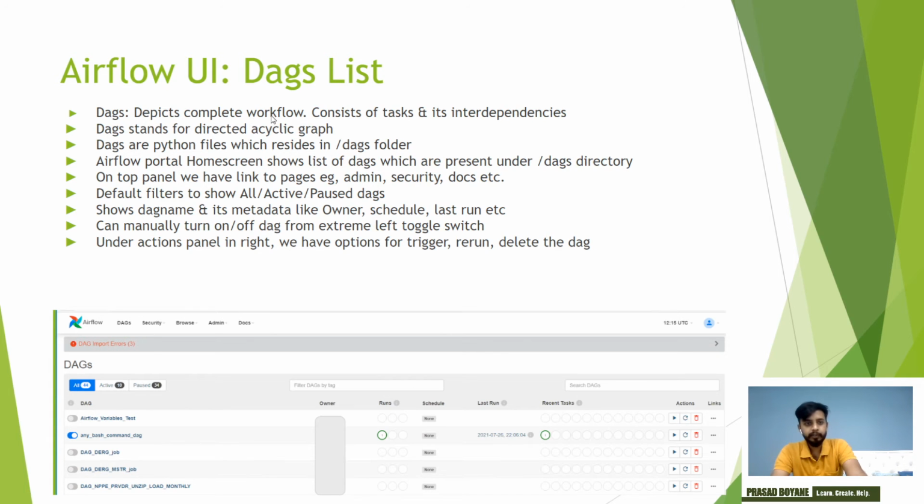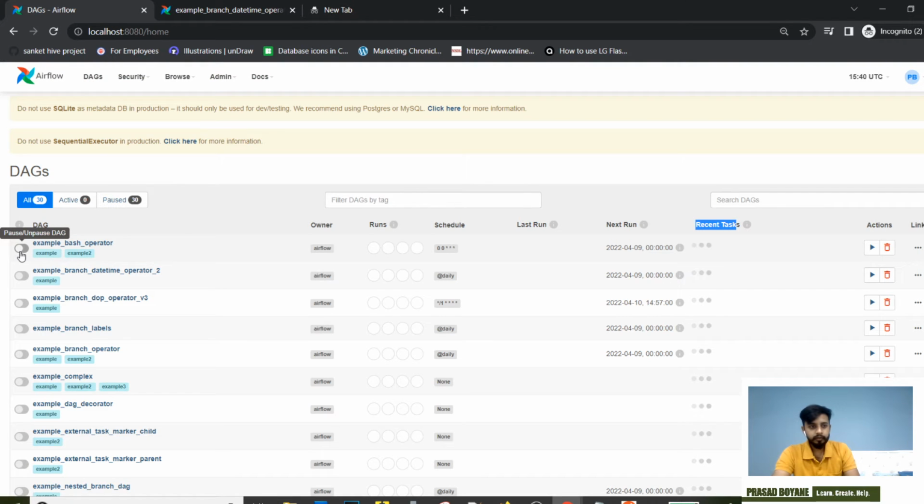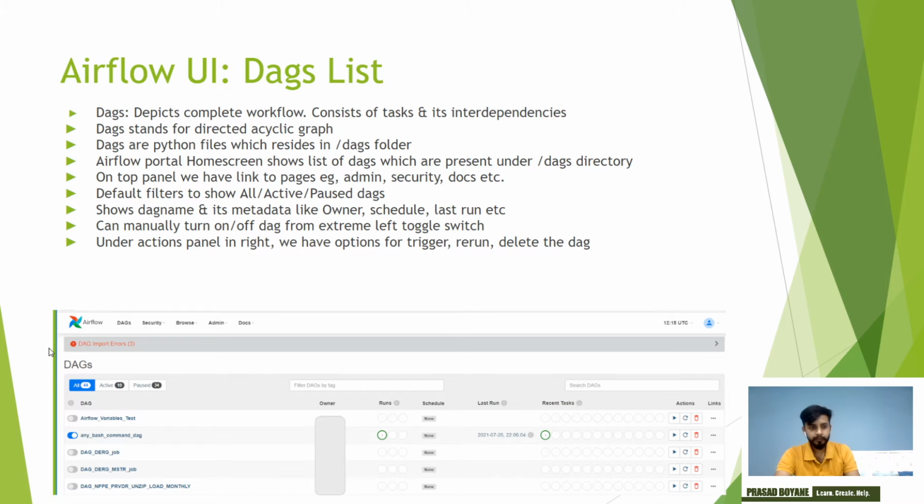A DAG depicts the complete workflow, consisting of tasks and their dependencies. It stands for directed acyclic graph. This we have all covered. On the extreme left side, there's an indicator if the DAG is active or inactive. Currently all DAGs are inactive for now. We can click it and make it active. So here, if you see, the second DAG is active now, and the runs are 1. Recent runs are 1. So that's how you can see it.